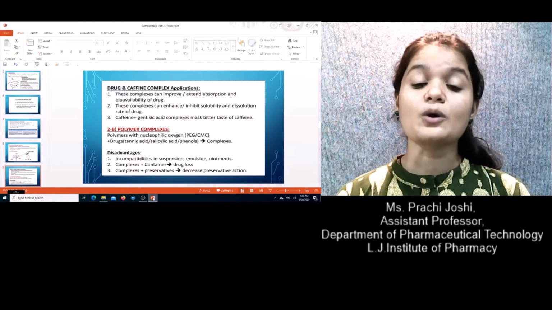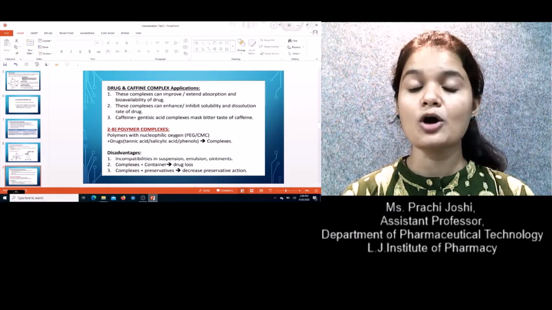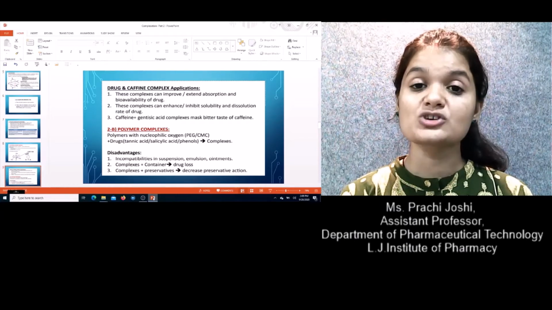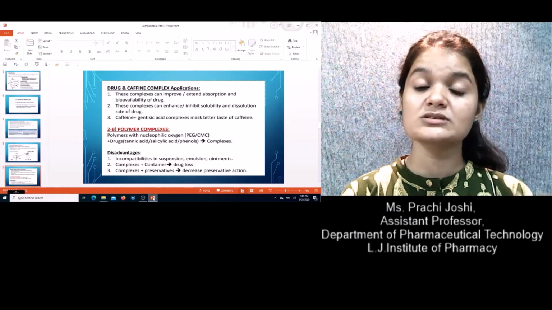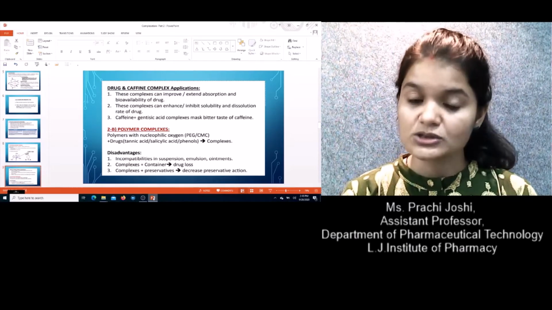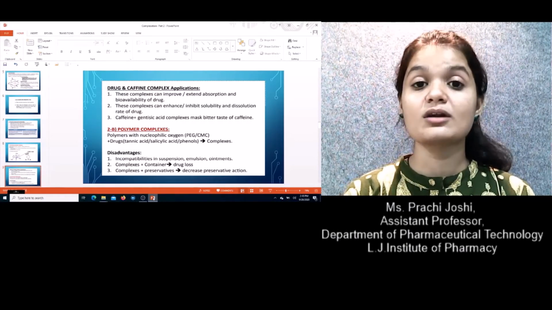Second one is polymer complexes. The polymer complex needs to be understood well to understand the incompatibility which arises when the complex forms and it interacts with the containers and even the drug. So when they interact with each other, they generate incompatibility.